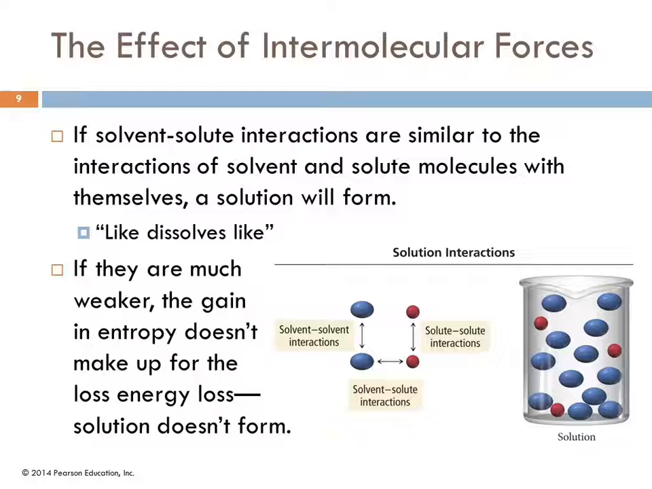If we have very weak solvent-solute interactions compared to the interactions of each of the components with themselves, then the gain in entropy isn't going to make up for the energy lost by giving up these interactions, and so the solution will not form. So in a solution that does form, you're losing your solvent-solvent interactions and some of your solute-solute interactions, and you're gaining solvent-solute interactions.